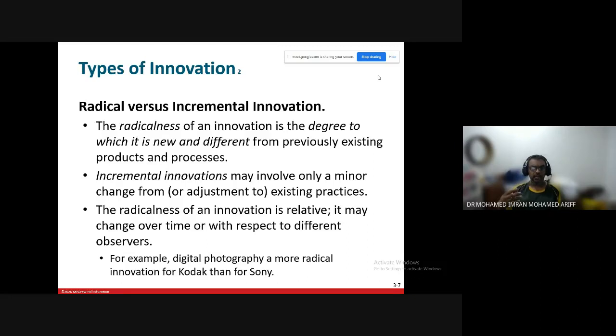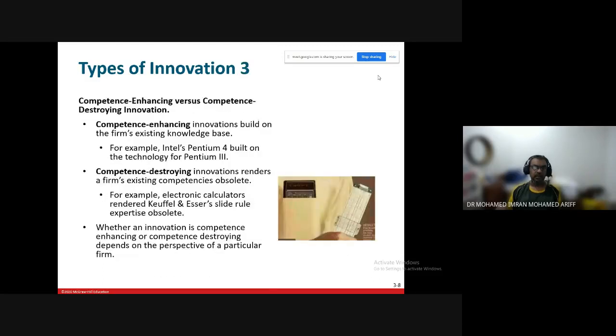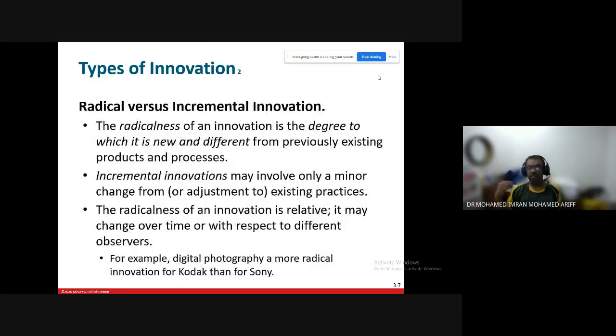Next, we also look at radical and incremental innovation. Some innovations are radical. Radical means change completely. Example, digital photography is a more radical innovation for Kodak than Sony. That means they cannot adapt anymore. Sony started with digital. Kodak did not. Kodak started with normal film, and then you ask them to change to digital, they cannot.